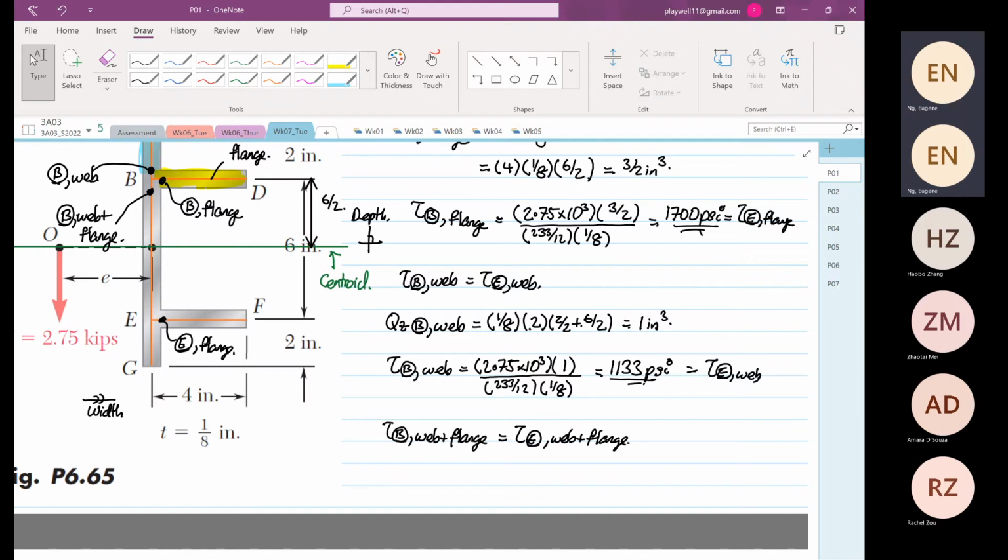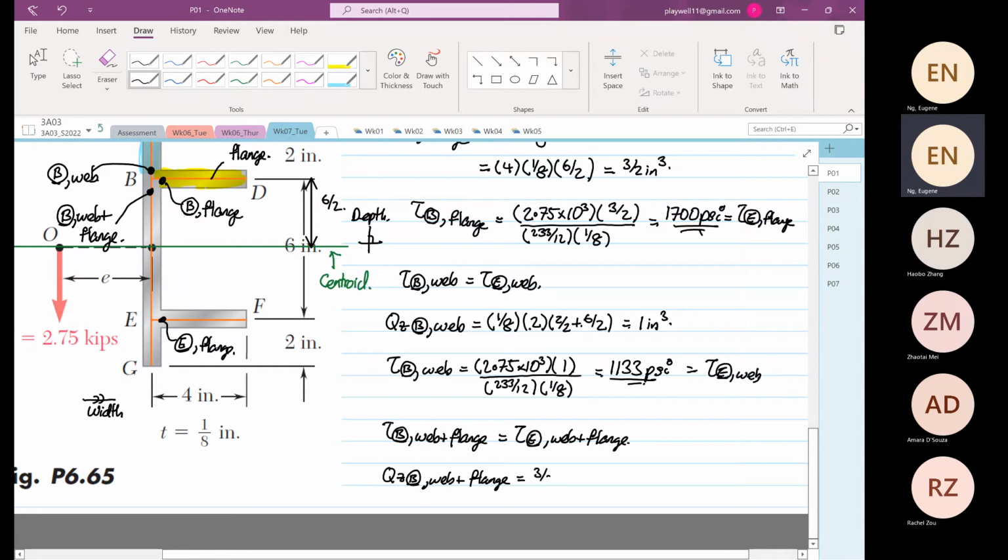for the web and flange. So this is straight, we just need to add up. So Q_z at point B, or first moment of area about the z-axis at point B for the web plus flange, will be equal to 3/2 plus 1, which is equal to 5/2 inches cubed.